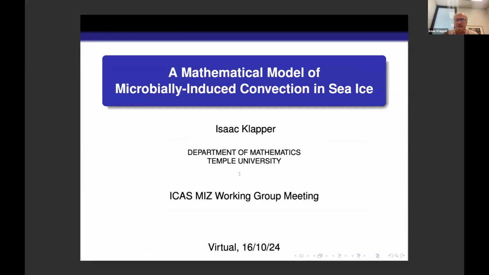I'm happy to be here. I have to say a few things to start. So one is I'm new to sea ice, so brand new essentially. So I don't know much about sea ice.